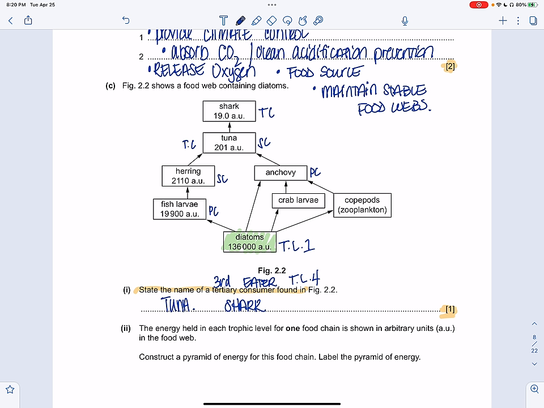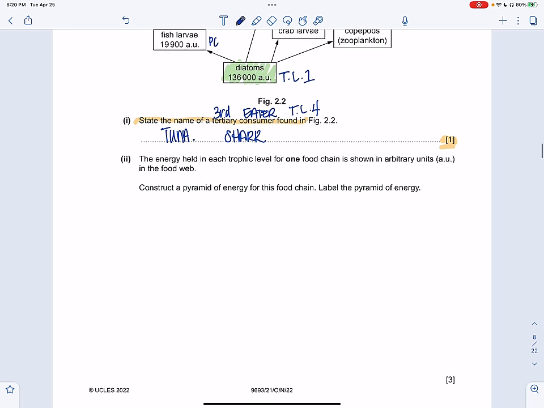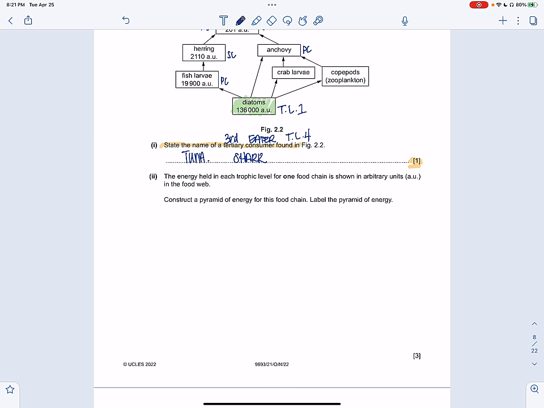Okay, and then the other ones, if you went diatom to crab larvae and to anchovy, that would be secondary consumer, back to tuna again. So it's just me, tuna and shark. Tuna, ore. The energy held in each trophic level for one food chain is shown in arbitrary units.